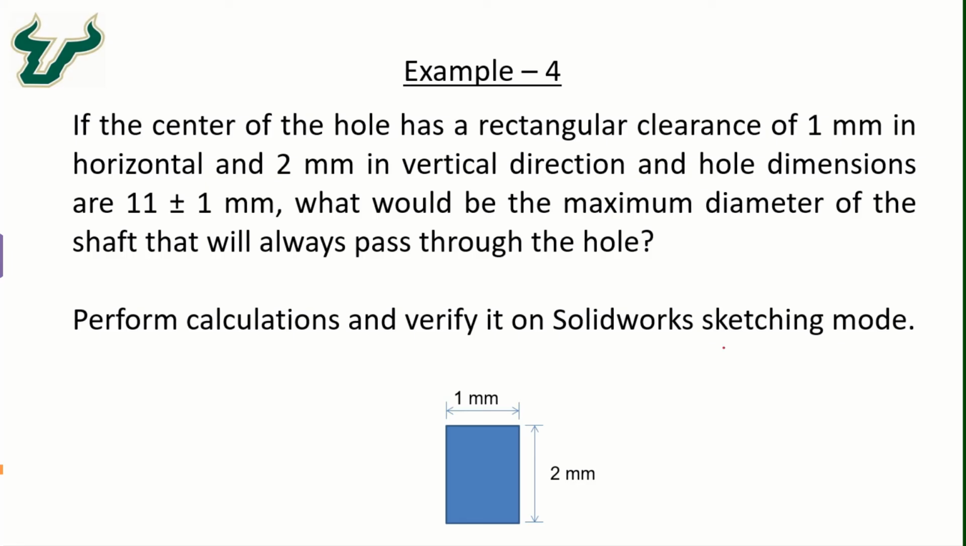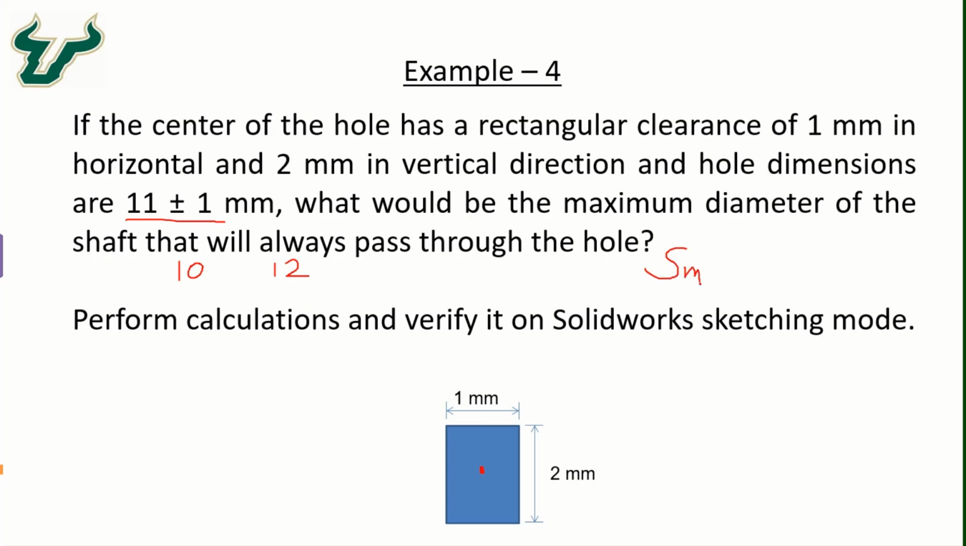So now let's take a look at another example which is very similar to this except for the numbers. We have the tolerance region of 1 millimeter by 2 millimeters, and the hole dimensions have tolerances of 11 plus minus 1, which means the hole could be created as either 10 millimeters as the minimum size or 12 millimeters as the maximum size, with the tolerance range of 1 by 2 millimeters as the tolerance zone. So we need to calculate the maximum possible diameter of the shaft that will always pass through the center of this plate. So let's use that equation.